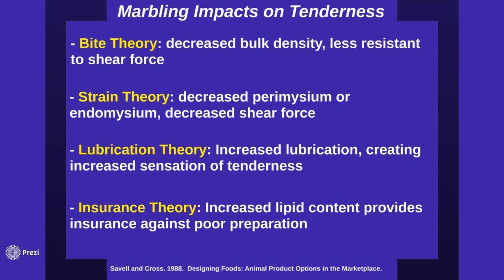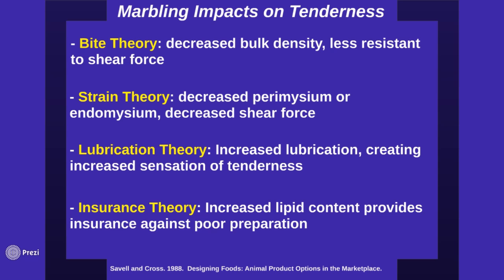So bite theory, we can see it decreases the bulk density. There's less resistance to the shear force. Strain theory, there's less perimysium or endomysium around those muscle fibers, so the shear force is actually applied more directly to the fibers, decreasing the force required. The lubrication theory increases the lubrication. It allows the sensation of tenderness to increase because your teeth move through that product a lot easier.